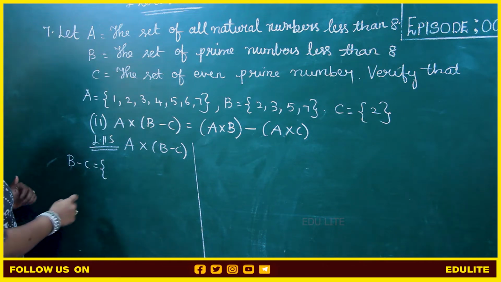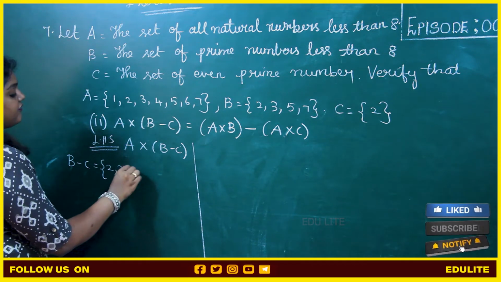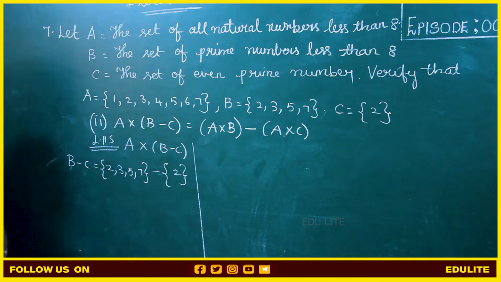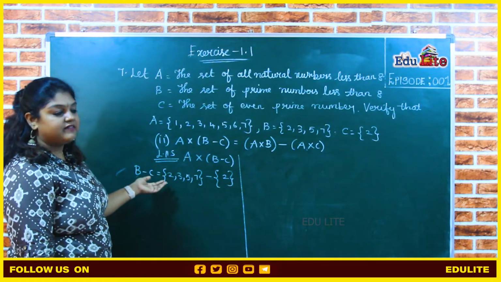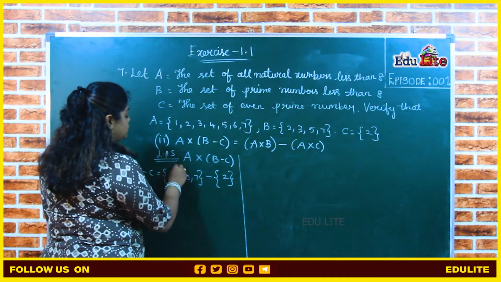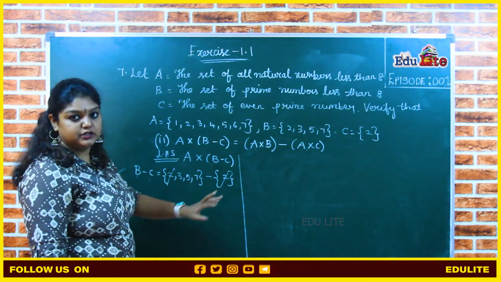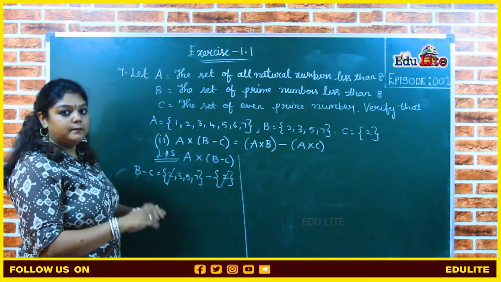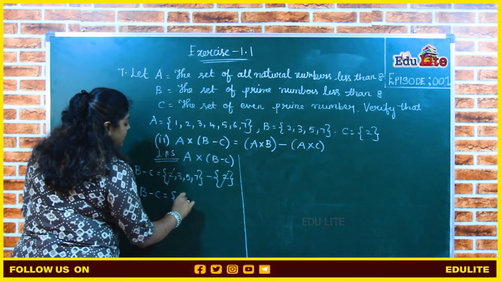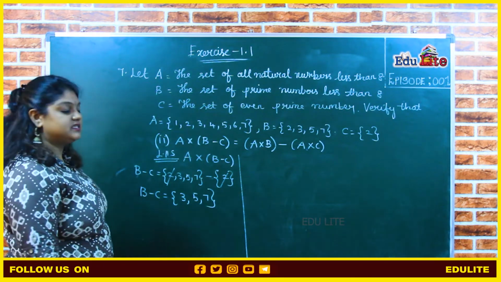How to find B but not C? First we will write the sets B and C. B set is 2, 3, 5, 7 but not C set is 2. To find B but not C, the common term which is present in both the sets we shouldn't consider. 2 is common in both the sets, so we shouldn't consider 2. The remaining elements in the set B will represent B but not C. Therefore, B but not C value is 3, 5, 7.